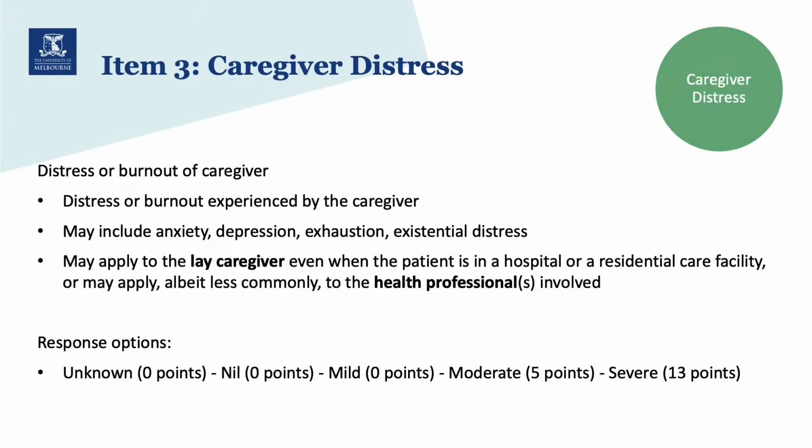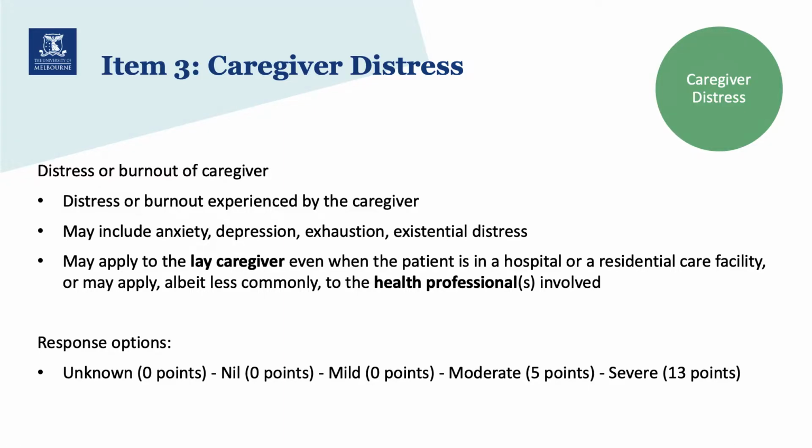Item 3 is caregiver distress. So this is distress or burnout of the caregiver. It might include anxiety, depression, exhaustion, or existential distress. And it can apply to the lay caregiver, husband, wife, daughter, brother, at home, even when the patient is in a hospital or residential care facility. Or it might also apply, albeit less commonly, to the health professionals involved, perhaps feeling a bit overwhelmed by this person's care needs. The response options, again, an unknown option, nil, mild, moderate, or severe.